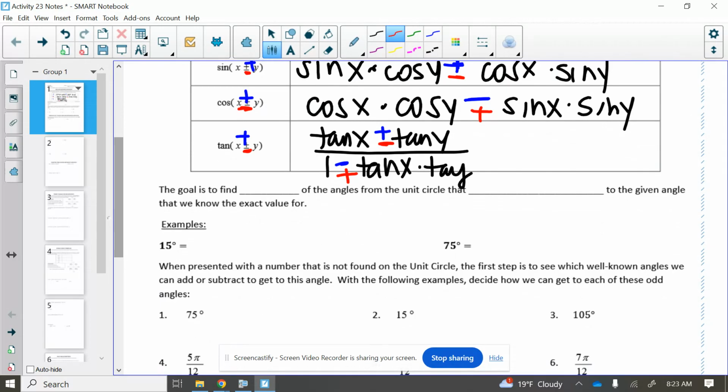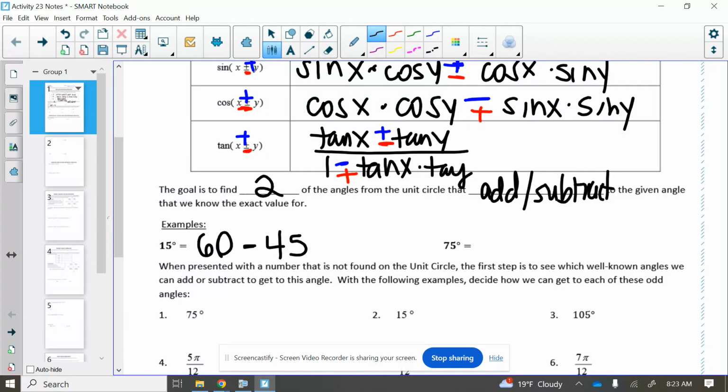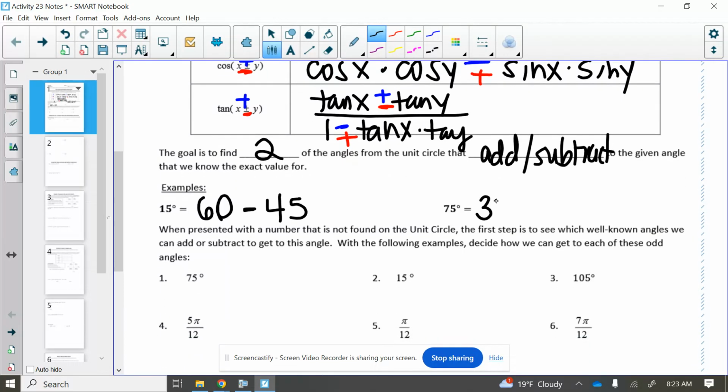So basically our goal is to find two angles from the unit circle that we do know that either add or subtract to be the value at hand. For instance, if I'm looking at 15 degrees, I can use 60 from the unit circle minus 45, and I would get that value of 15. And I know the sine and cosine of 60 and the sine and cosine of 45. Same idea with 75. I could do 30 plus 45 for sine, cosine, or tangent. We know those values from the unit circle.